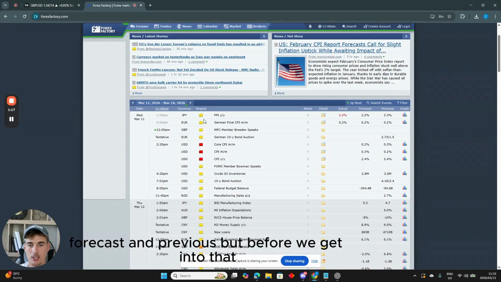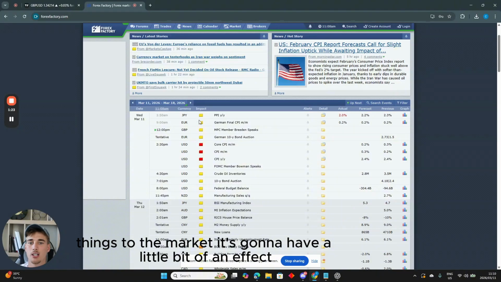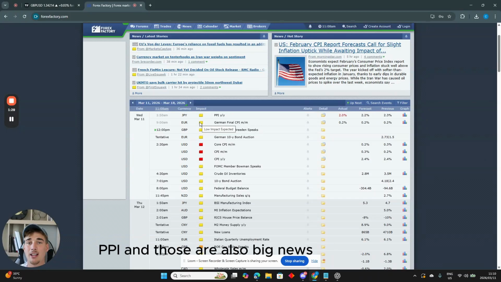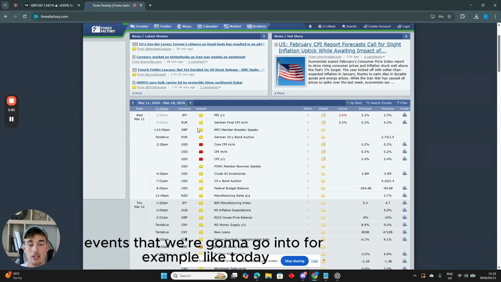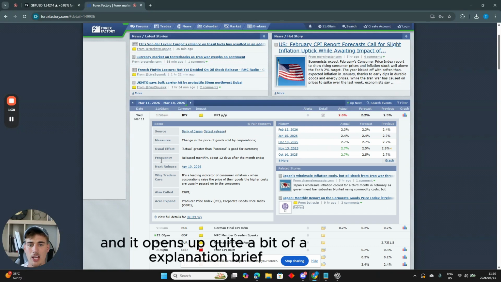But before we get into that, we can see yellow folders are low impact news. So it's not going to do massive things to the market. It's going to have a little bit of an effect, but it's not going to change it and move like NFP, CPI, and PPI. Those are also big news events that we're going to go into, for example, like today, right? But a great thing is what you can do, if you want to read up on it, you just click details here, and it opens up quite a bit of an explanation.